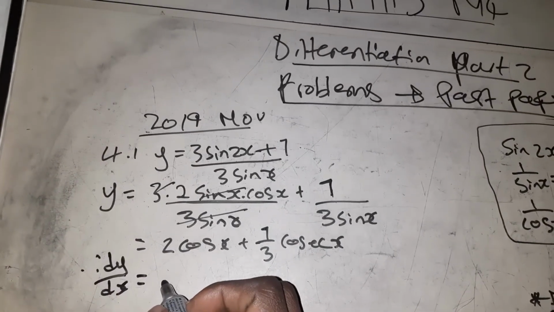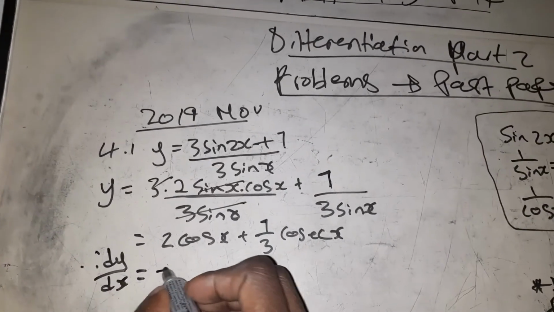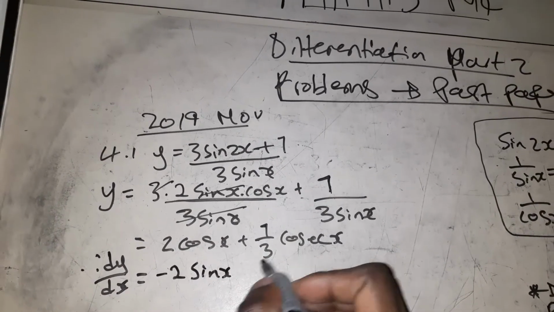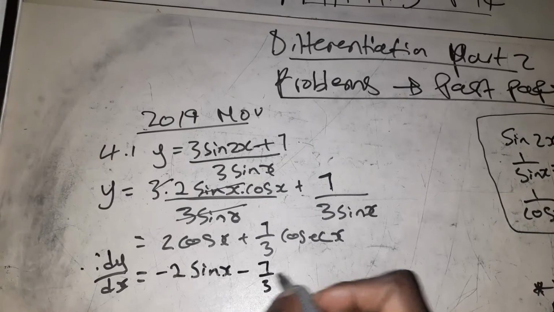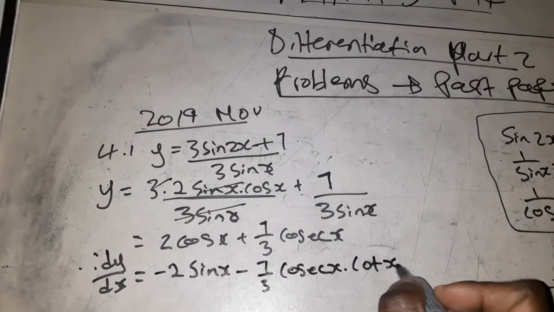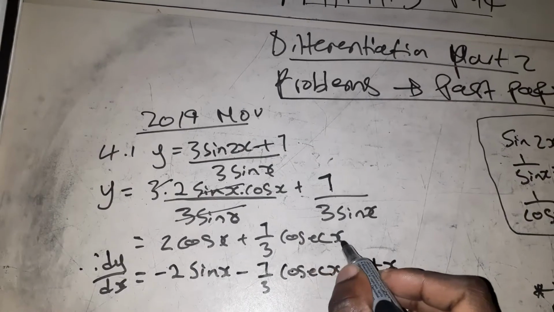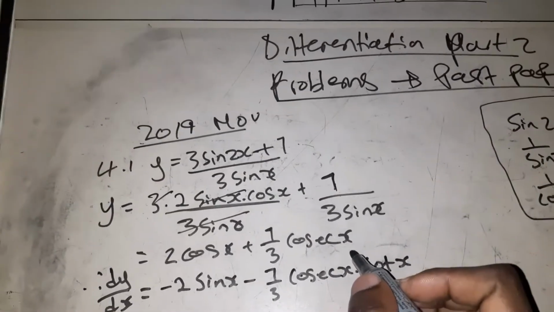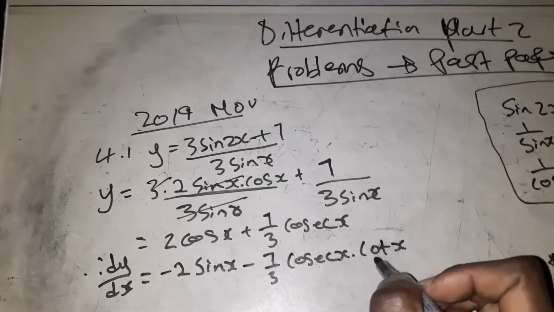Then the derivative, of course, is negative sign. So we'll have negative sine of x, then minus 7 over 3 cosec x multiplied by cot of x. Because the derivative of cosec x is negative cosec x multiplied by cot of x. So we are done with the first example.